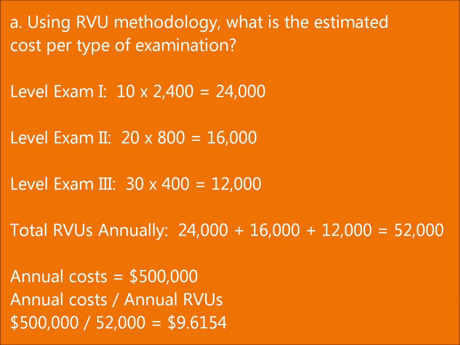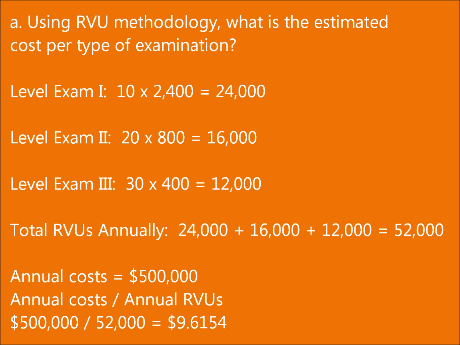First, we need to find the total number of annual RVUs. So we do this by multiplying the number of RVUs required per exam type by the number of exams administered annually per exam type. So Level 1, we multiply 10 times 2,400. Level 2, 20 times 800. And Level 3, 30 times 400. And we end up with 24,000 RVUs for Level 1, 16,000 RVUs for Level 2, and 12,000 RVUs for Level 3. And then adding those together, we end up with a total RVUs annually of 52,000.